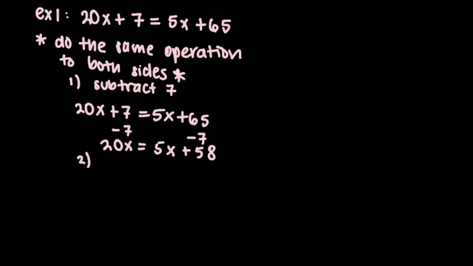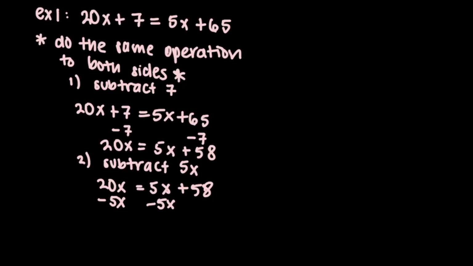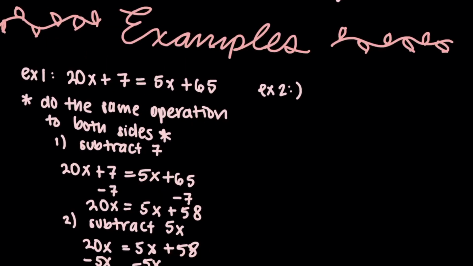Now we can subtract 5x from both sides of the equation and say 20x minus 5x equals 5x minus 5x plus 58. Now we can say that 15x equals 58, and if we divide both sides by 15, we know that x equals 58 over 15. Let's move on to a second example.